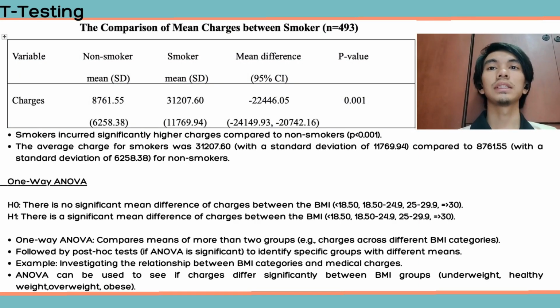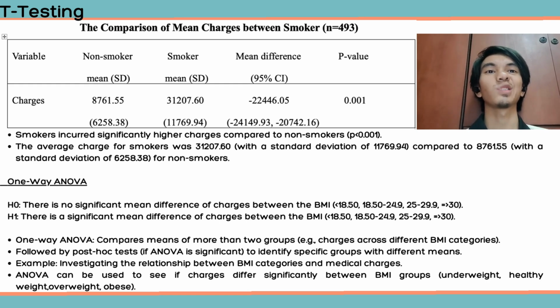So now, based on this table, the smoker incurred significantly higher charges compared to non-smoker, p less than 0.001. The average charges for smoker was 3,207.60 compared to 8,761.55 for non-smoker. So now for the one-way ANOVA, the difference between H0 and H1: H0 is there is no significant mean difference of charges between the BMI groups.